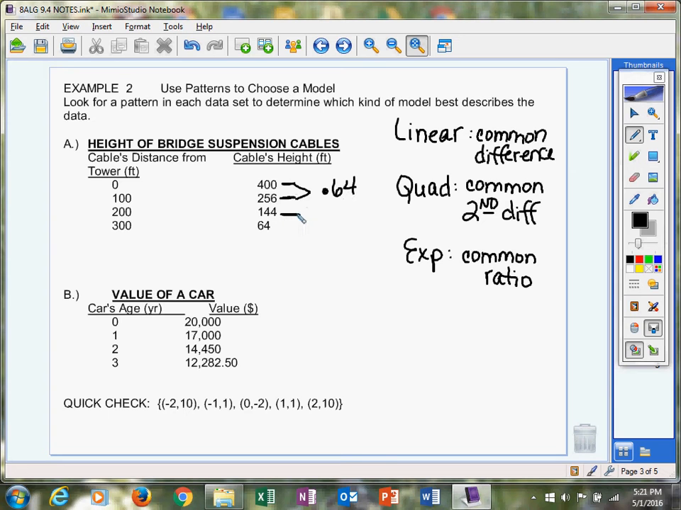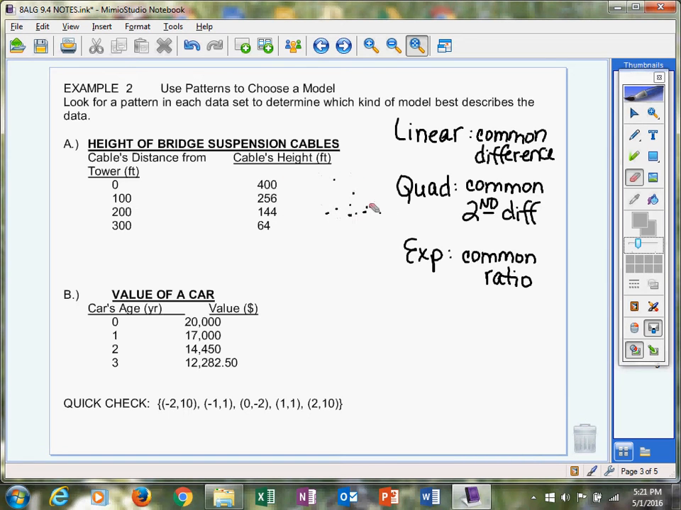Now do the same thing here. Do 144 divided by 256. And oops, looky there, two different ones. So guess what? This is not exponential. There's no way that it's exponential. It's good to check. This is stuff you can do in your calculator. Not a big deal. But that's what I would do, is check that.